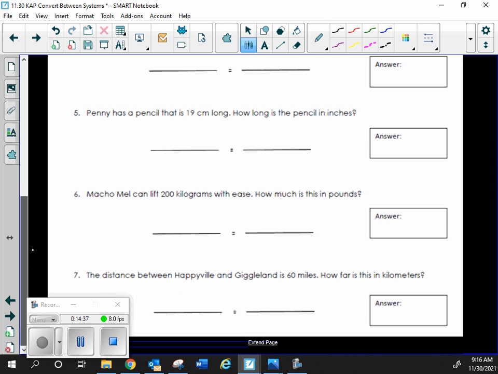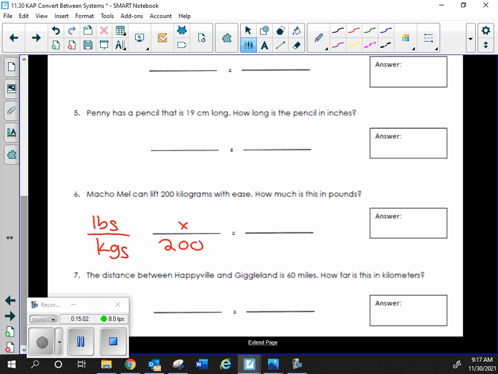So the 2 units I'm using are kilograms and pounds. Arthur, which unit do you want to put on top? Pounds. So lbs is for pounds. Kilograms is kgs. Okay. In this, it gives me 200 kilograms, so that 200 is going to go on the bottom. And I'm looking for how many pounds that is.